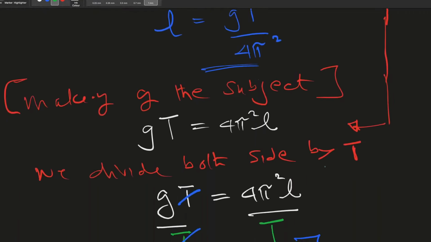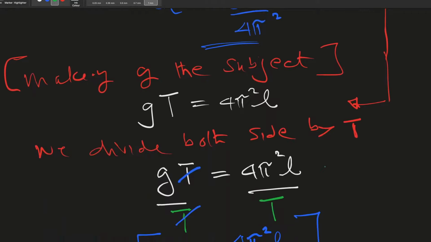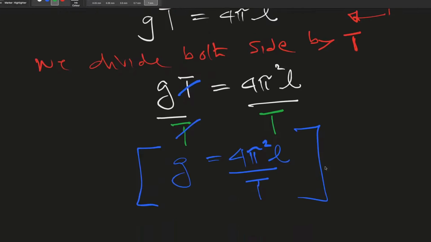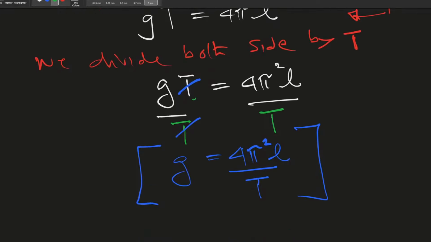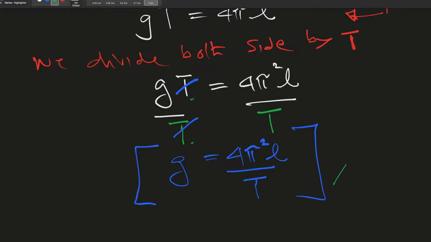And finally, to make the G the subject, we have GT is equal to 4 pi squared L. So we divided both sides by T. Okay, then we realize that here our T cancels T. Then we have G equal to 4 pi squared L over T. So this is the final one.